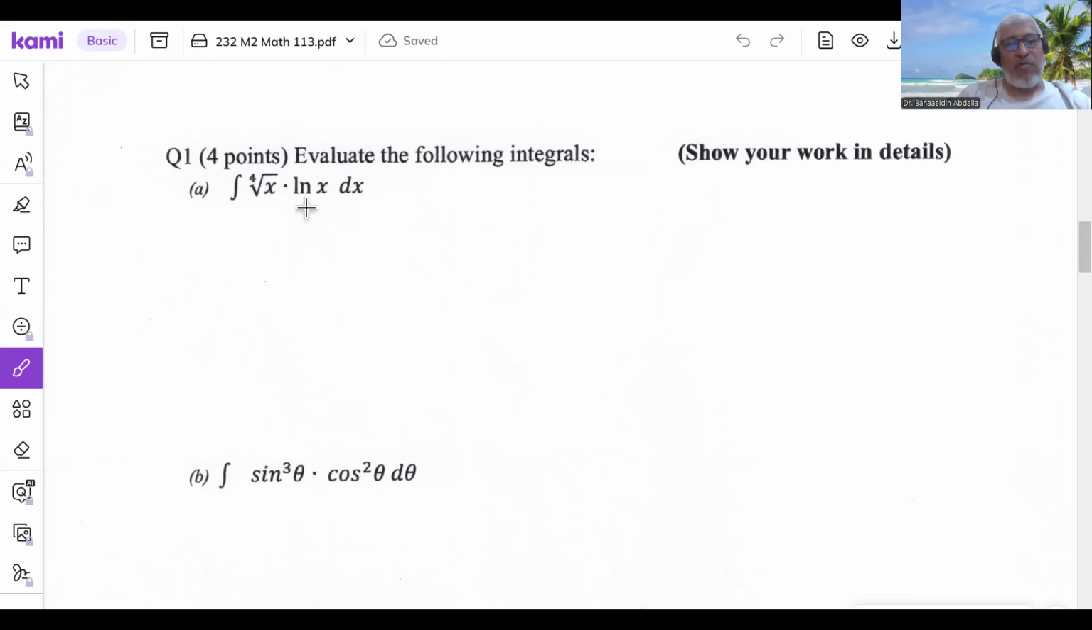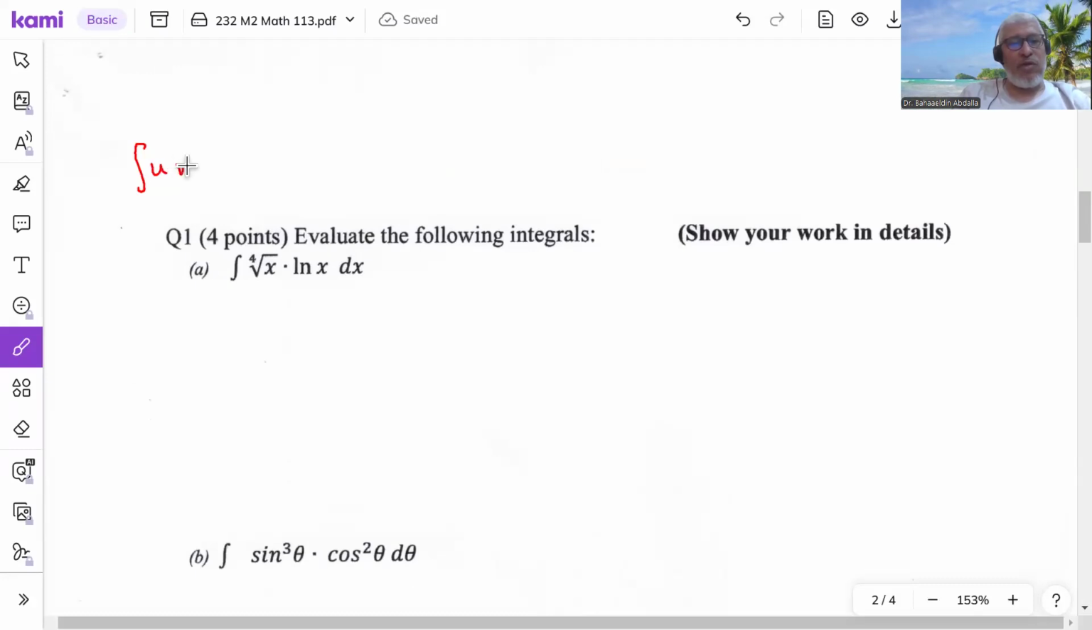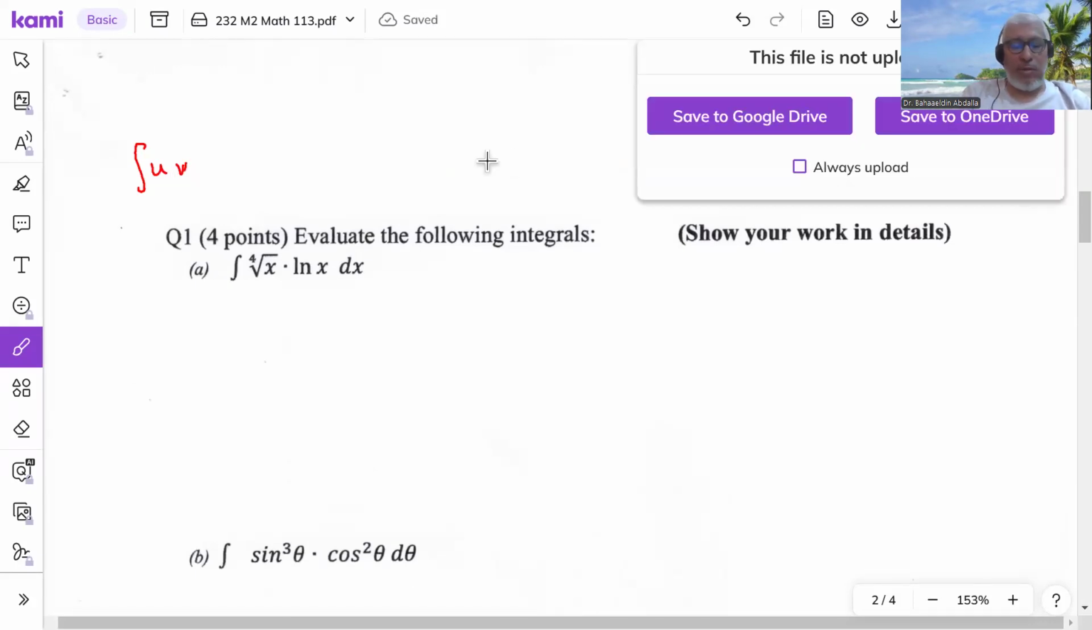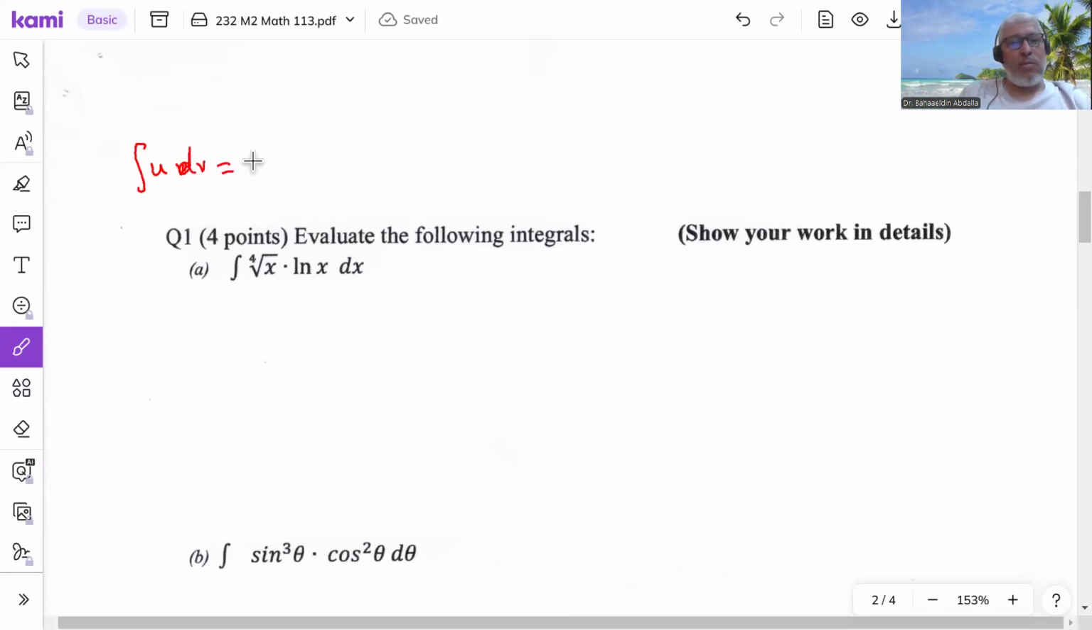So here we have a product of two functions. Whenever we have a product of two functions, I'll try integration by parts. The formula says that the integral of u dv equals uv minus the integral of v du.